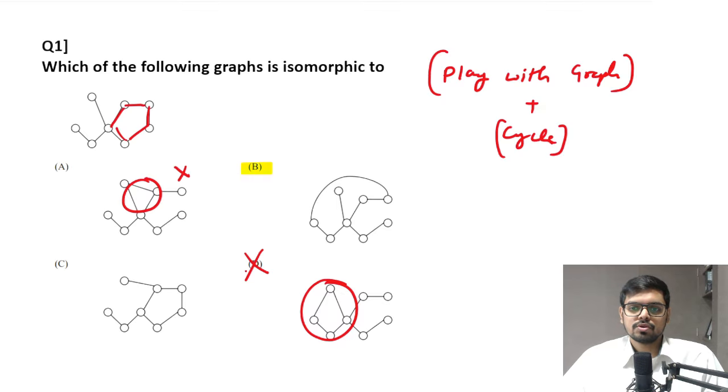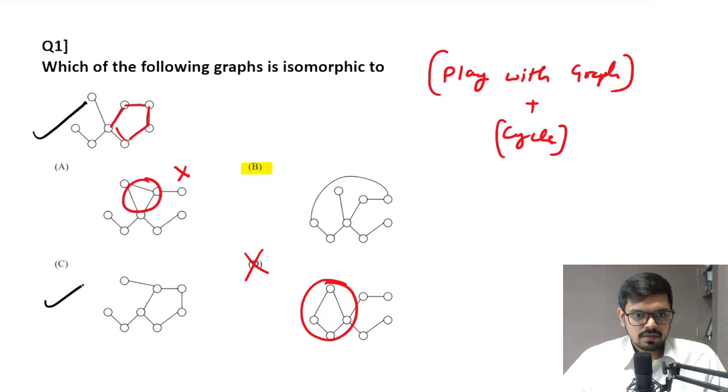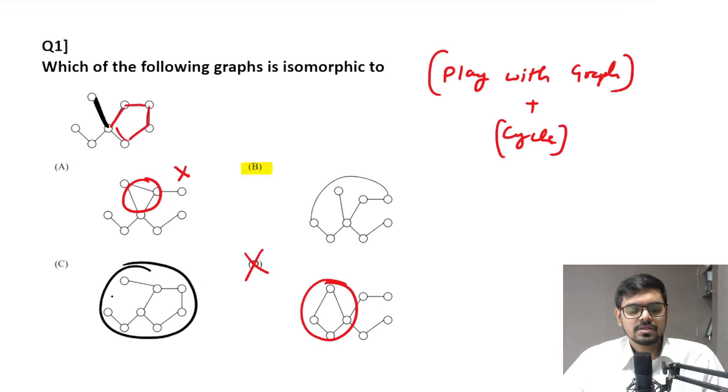So this is wrong. So 2 options are gone. Now play with the graph. This graph and this graph were exactly the same until I saw this edge. See the edge. Here in this option C, what they are doing is cutting this edge and pasting it here. That's what they have done.